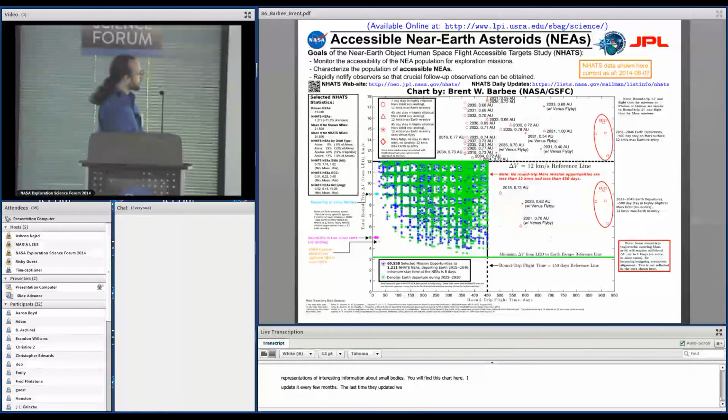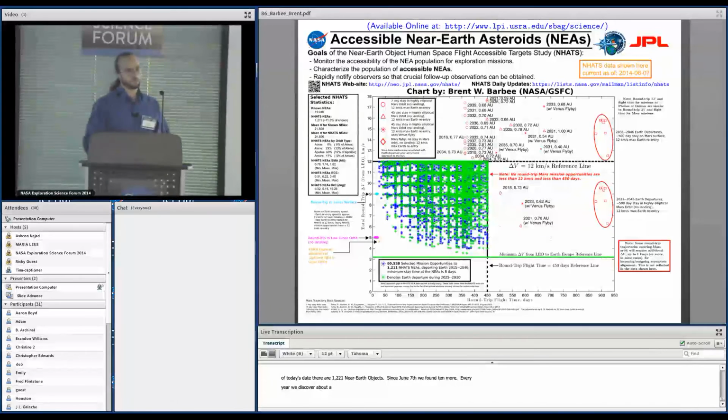At that time, there were 1,211 near-Earth asteroids that meet the trajectory criteria that I listed previously. As of today's date, there are 1,221 such objects. So since June 7th, we've found 10 more. Every year, we discover about 1,000 new near-Earth asteroids. And so as we discover more near-Earth asteroids, we also find that some of those newly discovered ones meet NHATS criteria. And so the subpopulation of NHATS-compliant near-Earth asteroids continually grows.